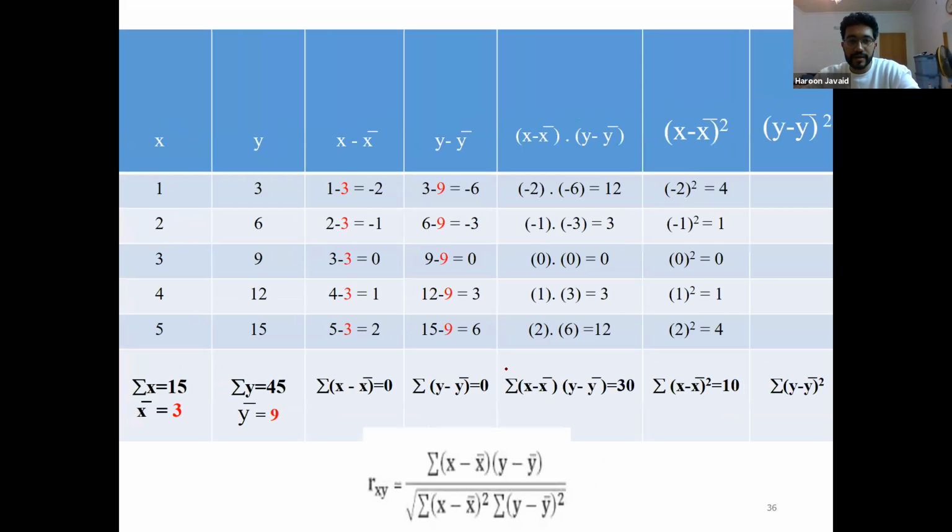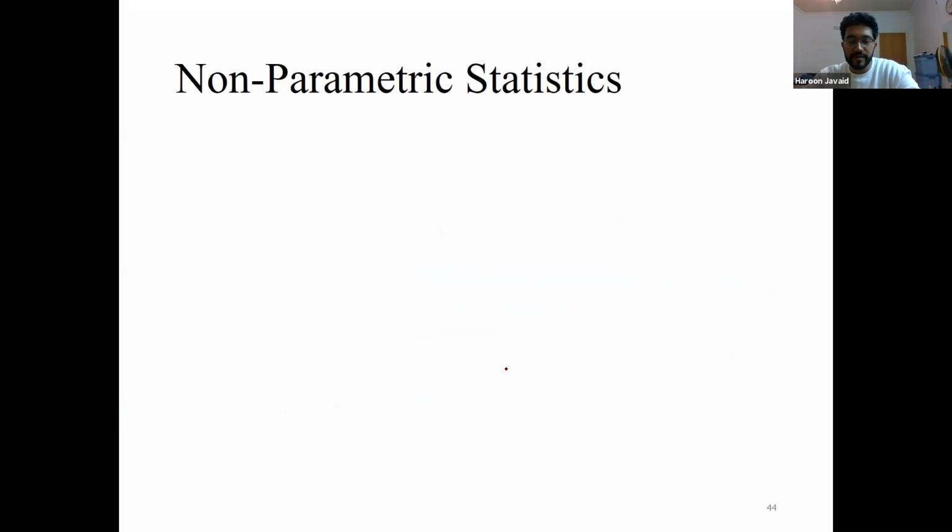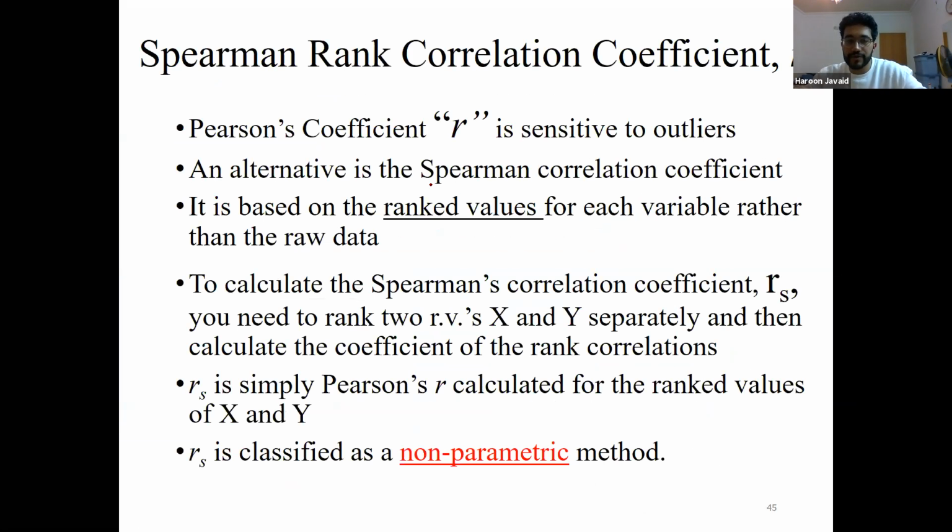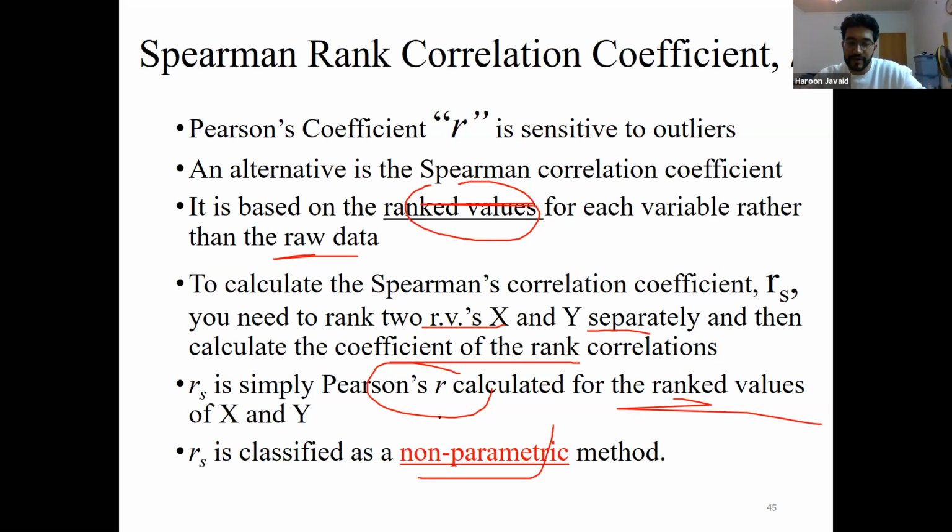So we calculated this, we went to Spearman, okay? Basically it uses ranked values rather than raw data, and this is why it is robust against outliers. To calculate this, you need to rank the two values separately and then calculate the coefficient of the rank correlations. RS is simply the Pearson calculated for the ranked values, okay? RS is classified as a non-parametric method, okay?